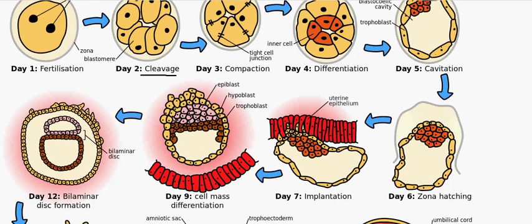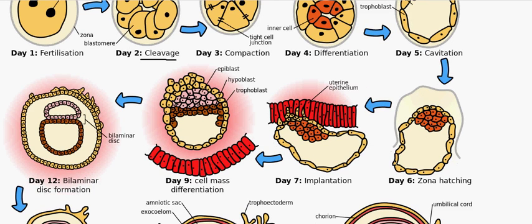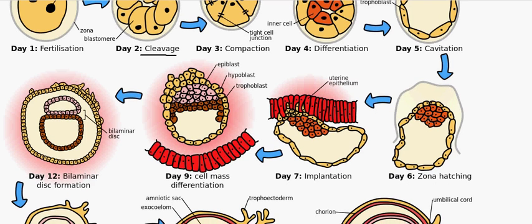Alright, then this differentiation, then cavitation, because the cavity is getting formed, and then the step is the zona hatching. Zona hatching is just a fancy name for the disintegration of the zona pellucida layer. You can see this gray layer is hatching off, like an eggshell, and the structure will now grow. At this time, as I told in the previous video, the implantation will occur. The trophoblast cells will help in the implantation, and then the inner cell mass will differentiate into the hypoblast layer of cells over here in brown, and the epiblast layer above it, and then the bilaminar disc will form.